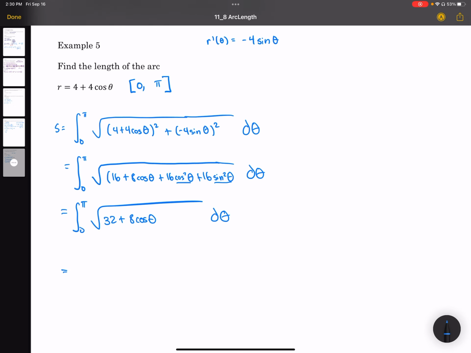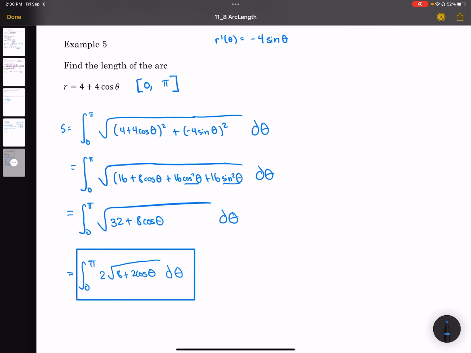And from here, we're going to get the integral from 0 to pi, and we can factor out a 4. So we get 2 times the square root of 8 plus 2 cosine theta d theta. And I think this is as far as we can go without applying some slick trig identity. So from here, you would substitute this into a calculator. I'll leave it up to you to do that. For this one, we set it up and use a calculator to evaluate. So that is going to be the end of that problem. I'm sure there's some half angle identity I'm forgetting that we can apply here, but that's not super important. It's more important that we can set up the integral.